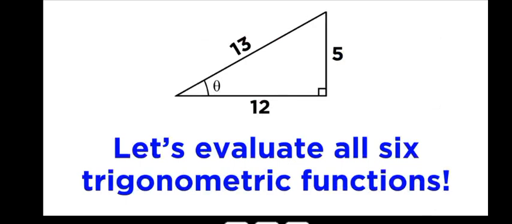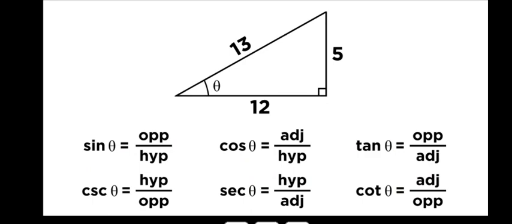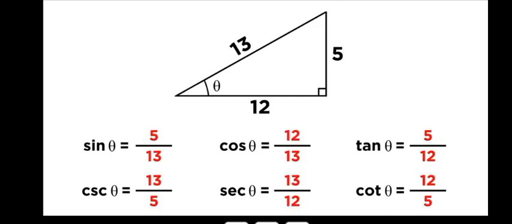So let's take this triangle with sides of 5, 12, and 13 and evaluate all 6 trigonometric functions for this angle. We can place all the letters first to represent the sides involved in each calculation. Then we fill in the respective numbers. See that there isn't really any reducing to be done, so these are the 6 values we end up with.